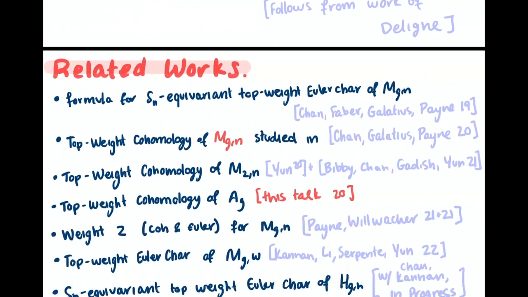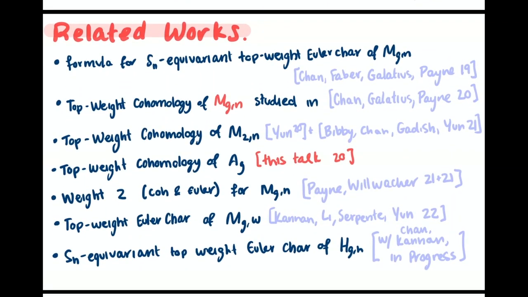Okay, so now let me show you some of the things that people have been thinking about using this comparison theorem. The first two papers that started off the interest in this area were these first two. The first one is a formula for the S_n equivariant top weight Euler characteristic of M_{g,n}, given by Chan, Faber, Galatius, and Payne in 2019. And then they also studied the top weight cohomology of M_{g,n} in a paper by Chan, Galatius, and Payne in 2020. Following that, there was more work done on the space M_{2,n}, studied by Yun in 2020, and then also by Bibby, Chan, Gadish, and Yun in 2021.